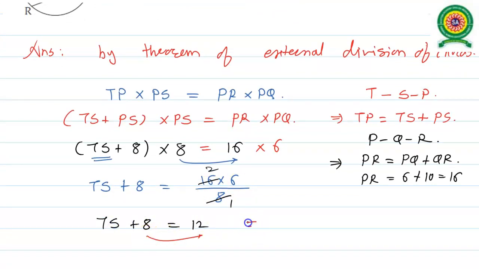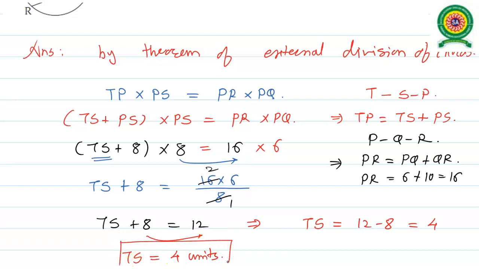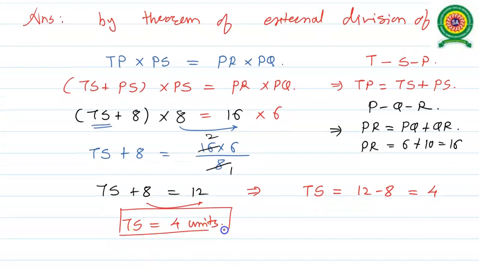Try to shift now the 8. 8 is positive. After shifting it will become negative. And 12 minus 8 we have 4. So the value of TS is 4 units. And hence we have our fourth question.